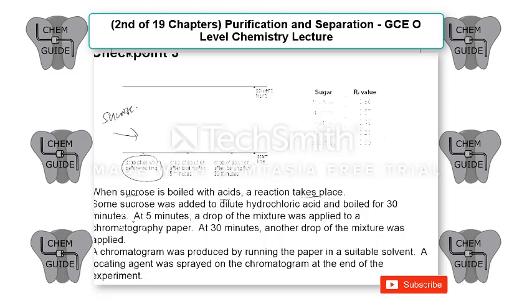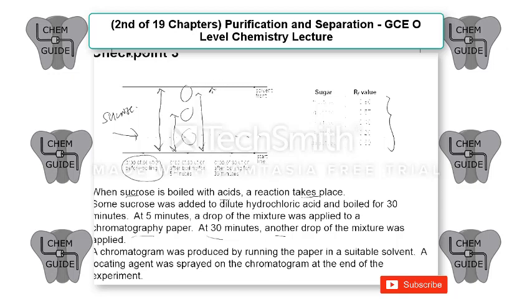After 5 minutes, a drop of the mixture was applied to a chromatography paper. After 30 minutes, another drop was applied. So you notice, after 5 minutes, I have 3 spots. After 30 minutes, I have 2 spots. So what does this mean? If you observe very closely, you'll notice that this spot is at the same level, which means that this spot is likely to be sucrose, which hasn't been broken down. This one will be new substances which have formed, probably from the breaking down of sucrose. So I can calculate the RF values of these 2 spots here.